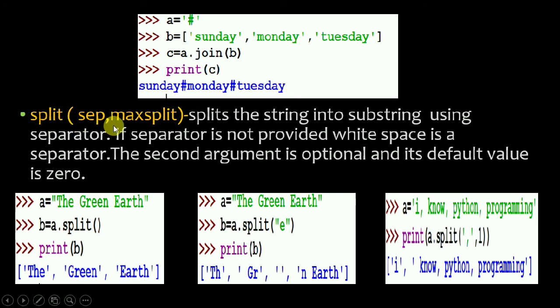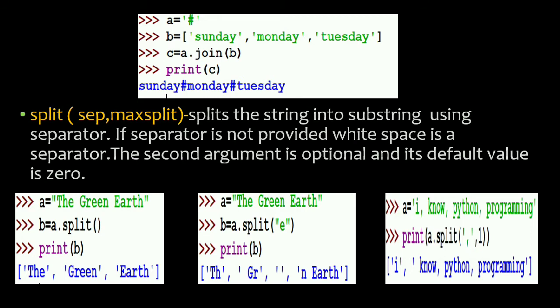Next is our split function. Split function has two parameters. One is the separator and the other is maxsplit. The second argument, maxsplit, is optional. If we want to write it, we can write it. If we want to leave it, we can leave it. If it is not specified, then its default value is 0.